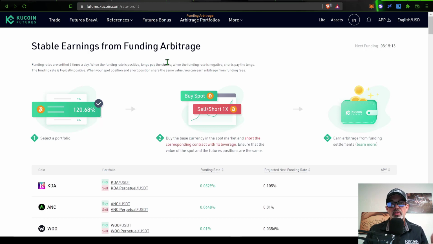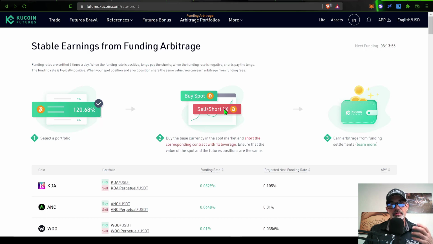Now, if you're not familiar with funding arbitrage, when the funding rate is positive, the longs pay the shorts. And when the funding rate is negative, the shorts pay the longs. But with that being said, in most cases, the funding rate is typically positive. So the longs, more often than not, are paying the shorts to have an open futures position. So when your spot long position and your short futures position share the same value, you can earn arbitrage from the funding fees. And that's what we're going to be setting up today.